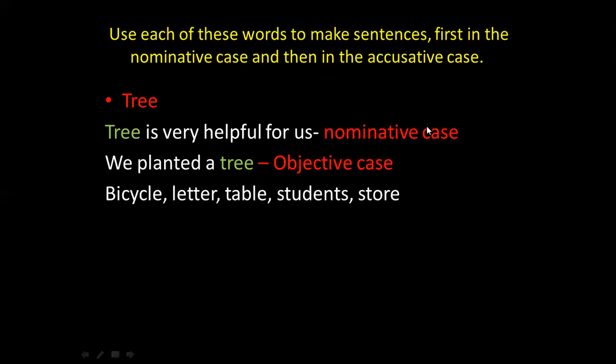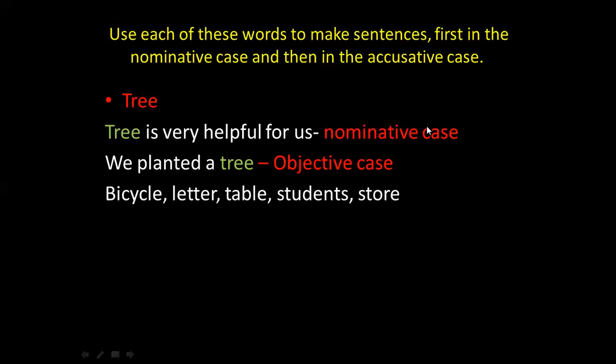Now, next kind of exercises. Here we have given certain nouns. We need to make a sentence that begins with a noun as a subject, and another with the noun as an object. For example, tree. Tree is very helpful for us. The noun word is tree, so in nominative case, the noun is used as a subject. In objective case, we planted a tree.